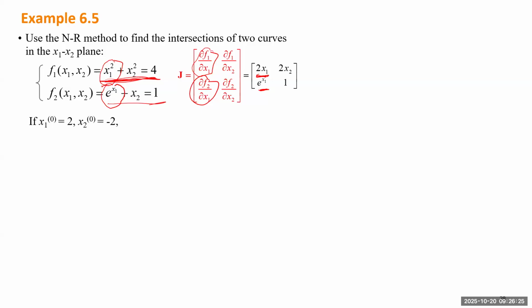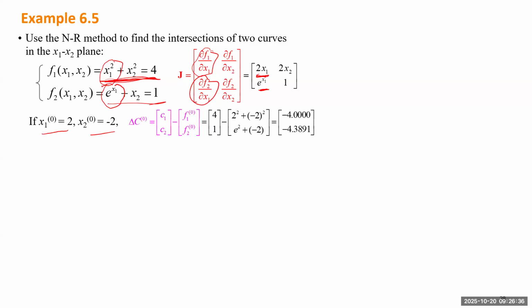So let's give an initial guess. Although we don't know where the true solution is, let's just assume S1 equals 2, S2 equals -2. Okay, so the gap of the function will be the actual function value here, which is just this vector. The first element is 4, the second is 1. And we plug the initial guess into the left-hand side of the equation, right? Then compare it to the right-hand side.